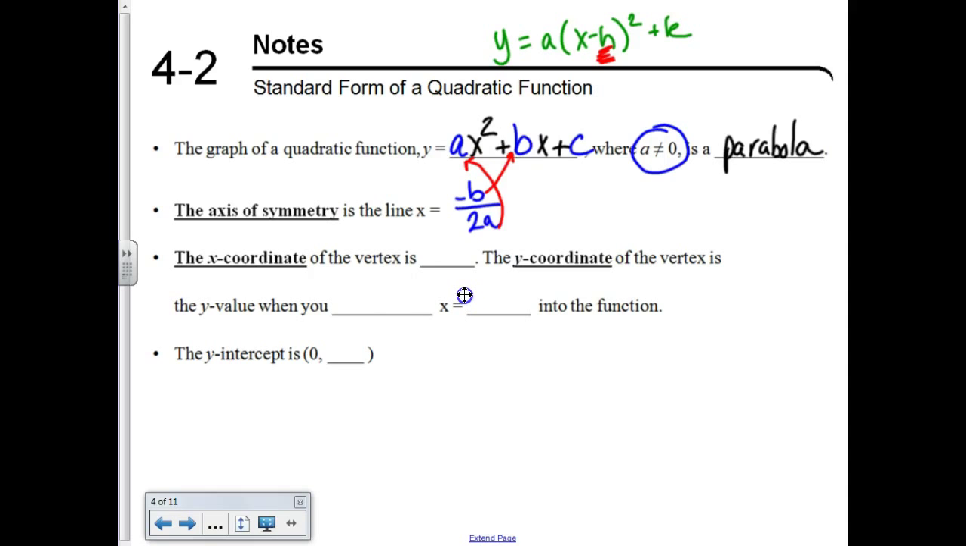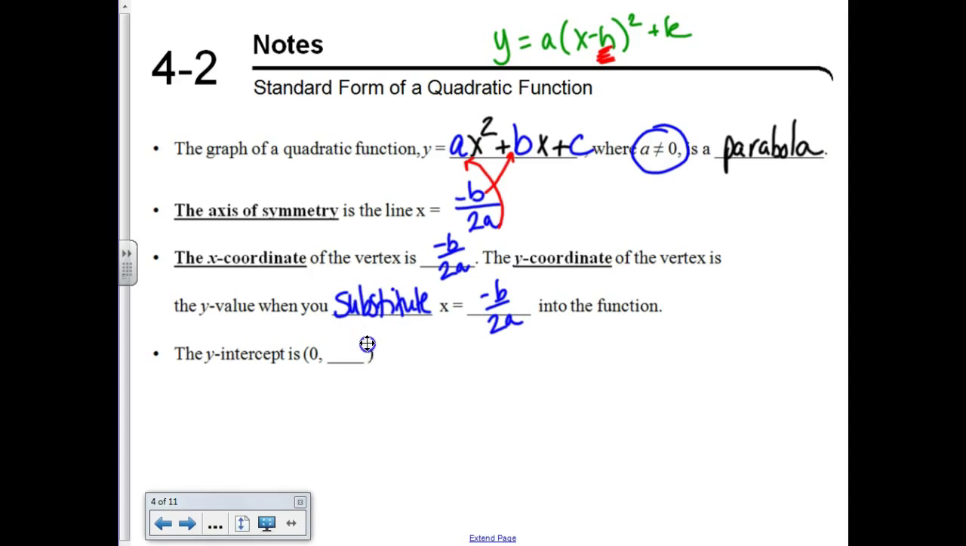So the x-coordinate of the vertex is that thing that you just calculated. Whatever negative b over 2a is, that's the x-coordinate of your vertex. So we're going to do a little calculation and find a number. And then if I know what the x value is, I can substitute x equals negative b over 2a into the function. This looks really complicated right now, but all it means is we're going to use a little formula to find the x value and then plug it into the function to calculate the y value.